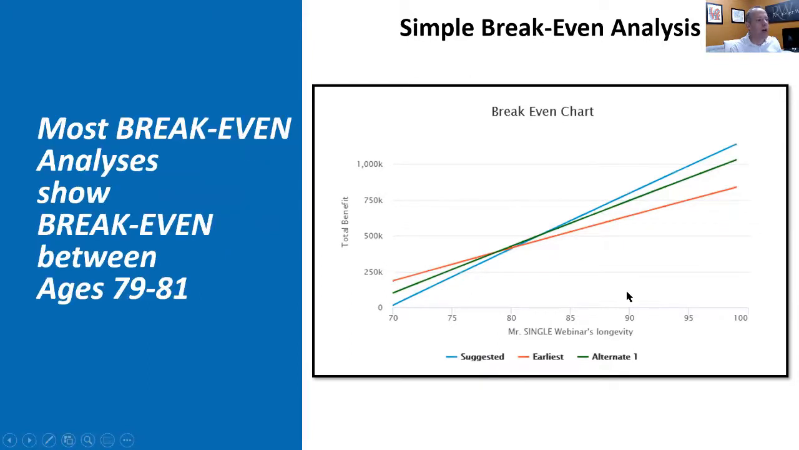Usually what I find is that most break-even analyses show break-even between age 79 and 81, somewhere right in here. The red line would be if they took it early at age 62. The green would be if they took it at full retirement age. The blue would be if they took it at age 70. And usually what we end up seeing, taking it early versus later, is somewhere around 79, 80, 81, there's that break-even period, right?